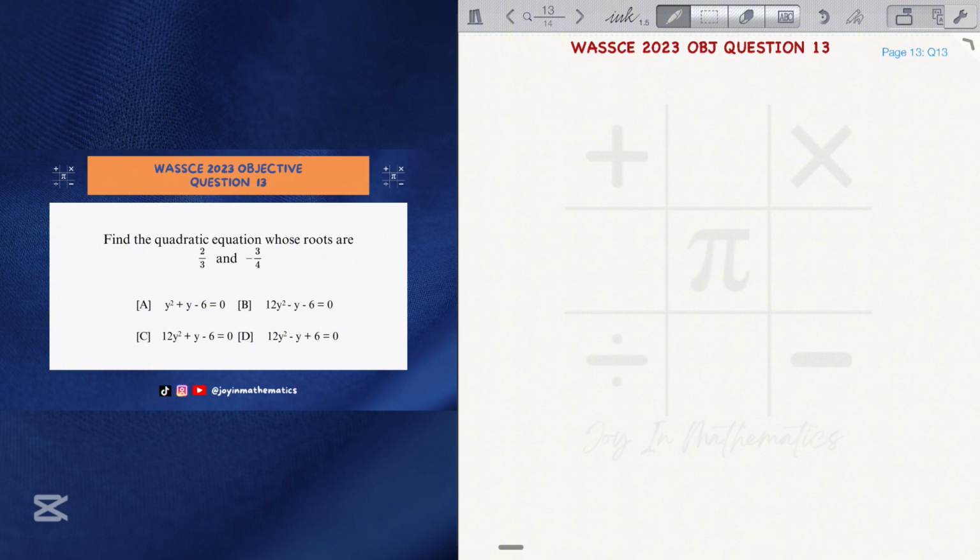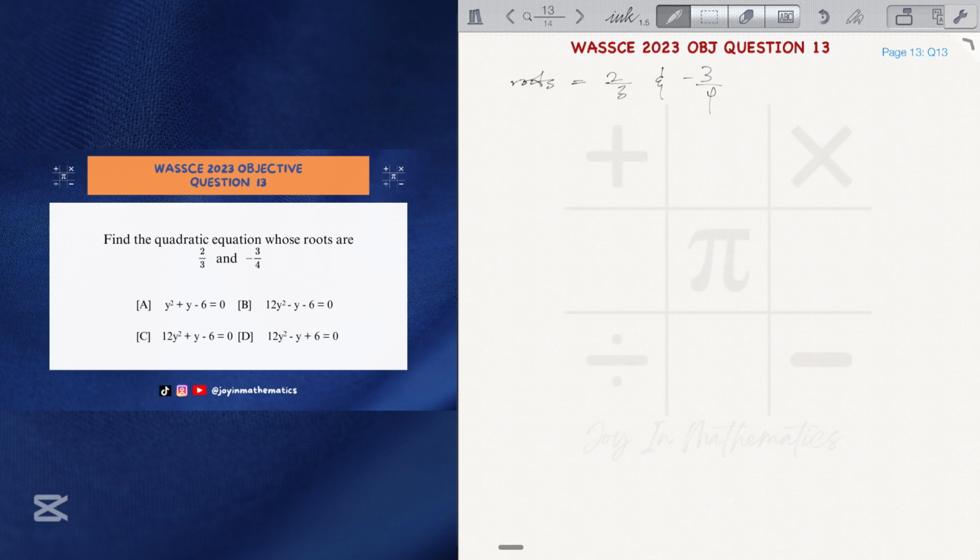We have the roots to be equal to 2/3 and also -3/4. Now, in view of that, we will look at the options. We will see that the quadratic equation is represented by y. The equation is represented by y squared plus this minus this or plus this is equal to 0.